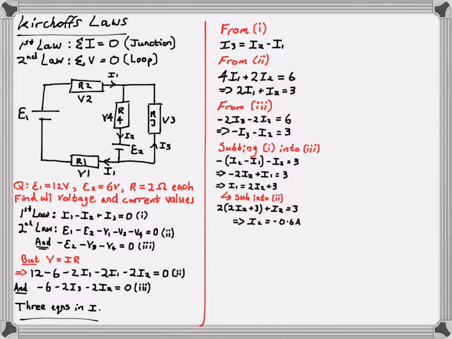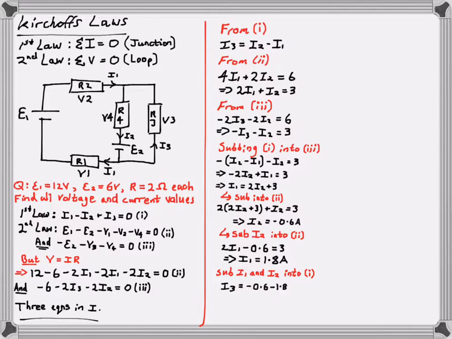That minus is very important. I'm going to discuss that in a second. But if I sub that I2 value, first of all, into equation 2, that's going to let me solve for I1. So I get that I1 is equal to 1.8 amps. Subbing I1 and I2 into equation 1 gives me my last variable, I3. So I get that I3 equals minus 2.4 amps.